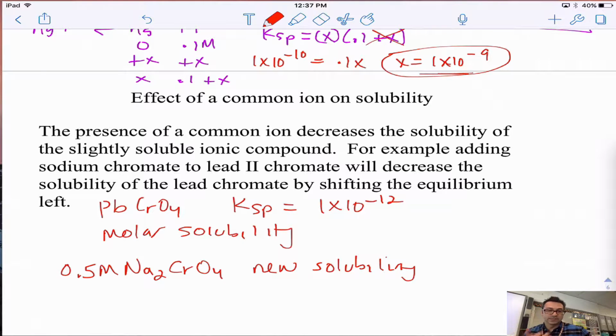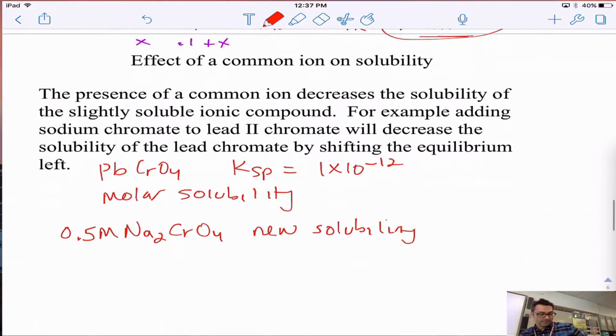So this will give you an idea of how this works. Let's see what you come up with for that. It should look really similar to the previous question that I just did for you. So try that one out for me.